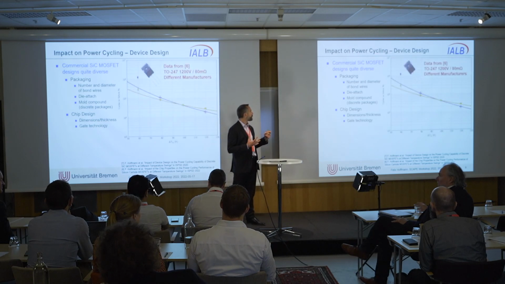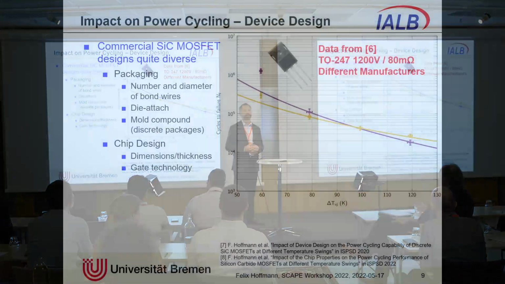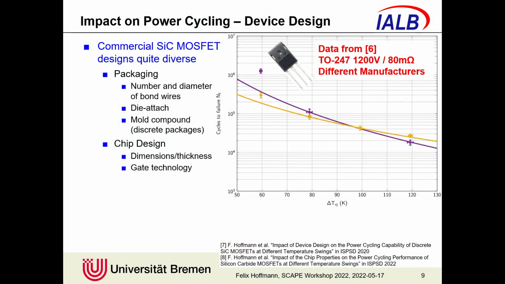Now, if we look at data obtained from two different manufacturers for similar or comparable devices, we see that we actually have a significantly different lifetime curve here. And what we see also is that towards lower temperature swings, the lifetime model underestimates the number of cycles to failure obtained during power cycling.